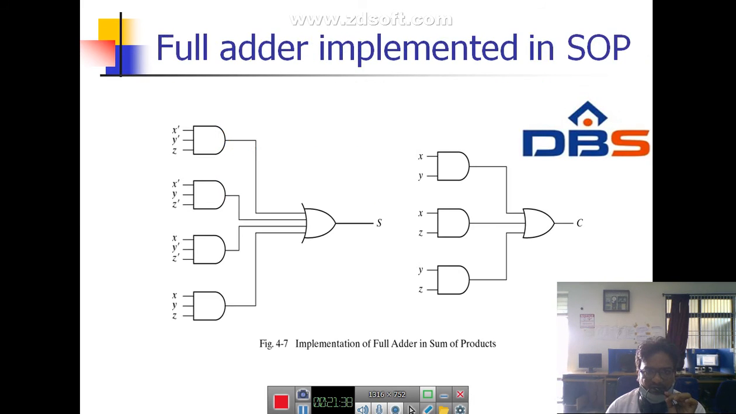Here we have the implementation of the full adder in sum of products. We have the 3-input combinations, that is 0 0 1 and 0 0 and 1 1. Whenever given to the exclusive OR gate, we get the sum function, and the carry is also obtained when the product combinations are given to an OR gate, that is xy plus xz plus yz. So we get the carry combination.